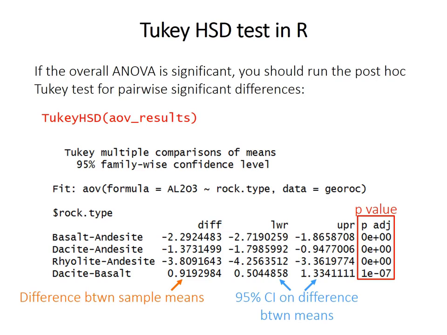And finally, you get the adjusted p-value for the null hypothesis that the 2 samples come from populations with the same mean. You'll notice the ones here that say 0, or 0 e to the 0 power, that just means that the p-value is really tiny, and so in that case, remember, you can report less than 0.001.